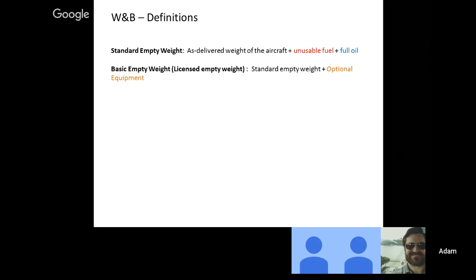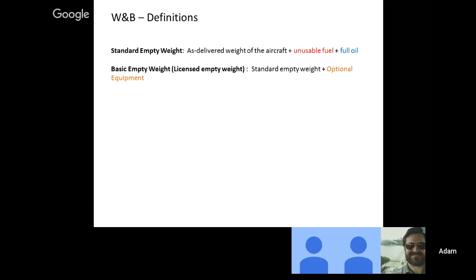Basic empty weight, or sometimes called licensed empty weight, is what you typically will find on aircraft these days, because not a lot of us are buying new airplanes. It's the standard empty weight, which we just went over, plus other equipment. So you've got a 1980s Cessna, and obviously over the past 30 plus years, it's been modified. It's got new avionics. It may have new equipment on the airframe. And so each time the airplane goes through a modification, typically it's for avionics, but it can be for anything, it has to get reweighed.